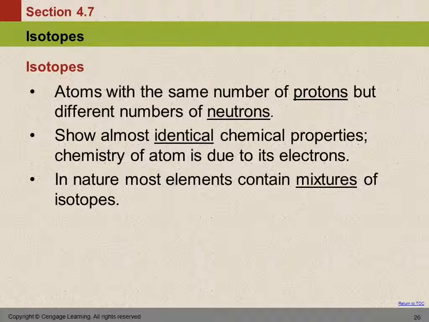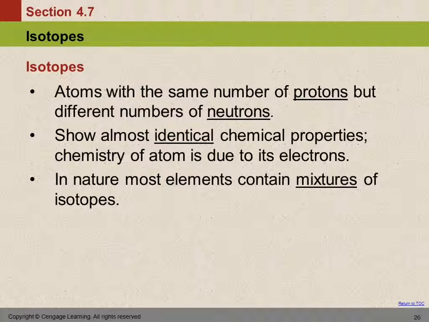Atoms are electrically neutral. So the number of protons with the positive charge has to equal the number of electrons with the negative charge. So if you change the number of protons, you'd have to change the number of electrons, because all atoms are neutral, they don't have a charge. But what could you change? You could change the number of neutrons.